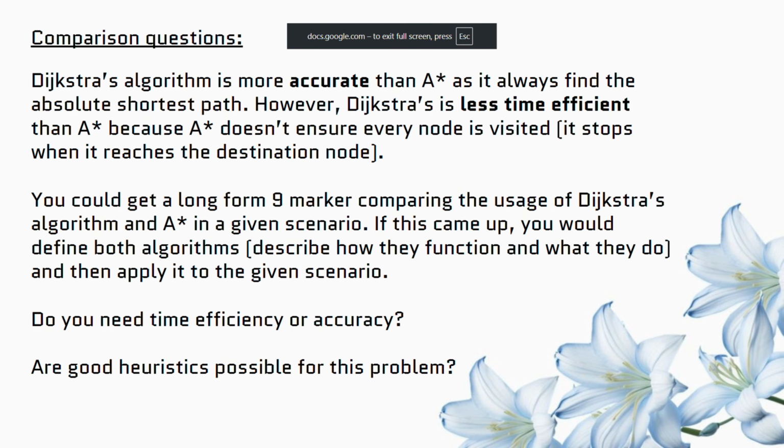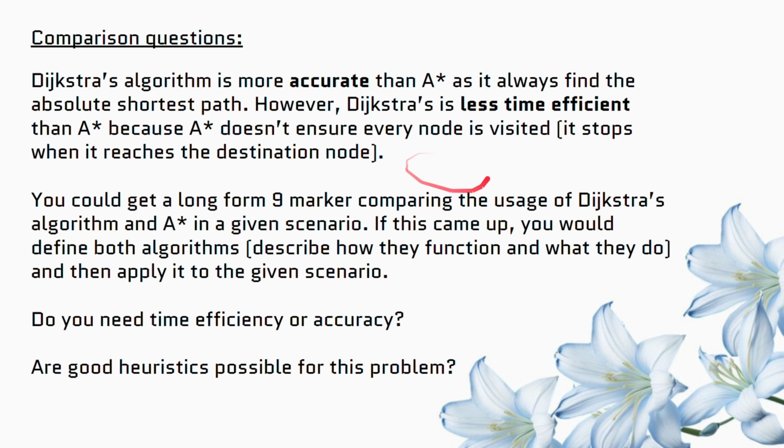So let's just go over and highlight the notes that we went through, right? So we have Dijkstra's algorithm is more accurate than A-star. It always finds the shortest path. Always. It finds the shortest path at every node in the graph, given a start node. But Dijkstra's is less time efficient. It finds every node, which means that it's going to work for longer. It's going to take longer to finish, right?